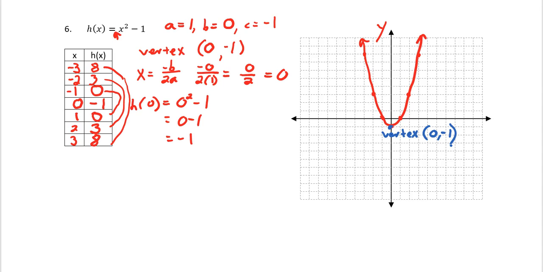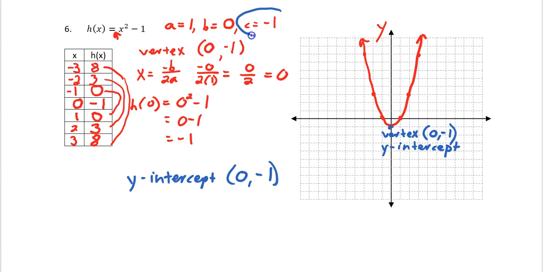The other point that also happens to be our y-intercept. And it's the y-intercept because it crosses the y-axis. It also is our y-intercept because if we look back up at our c value from our function, that is a negative 1, so we know that's our y-intercept.